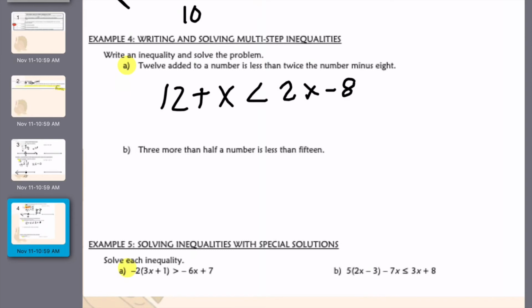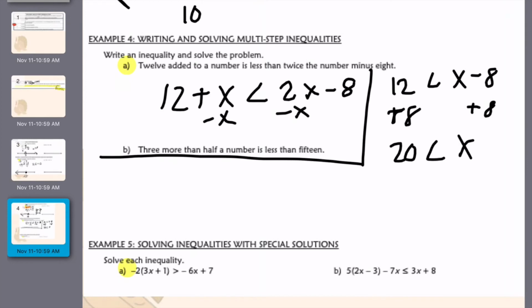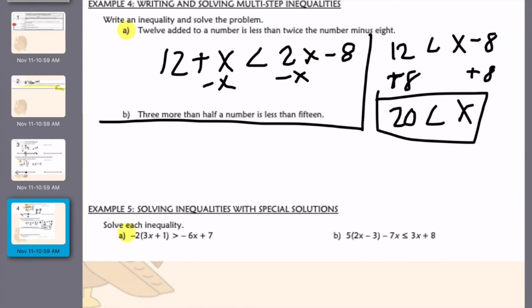So now I need to try to solve for this. I'm going to subtract x on both sides, and I'm going to write it over here. I'm going to use this space here. So I'm going to get 12 is less than x minus 8. I'm going to add 8 on both sides. So I know that 20 is less than x, or x is greater than 20 is going to be my final answer.